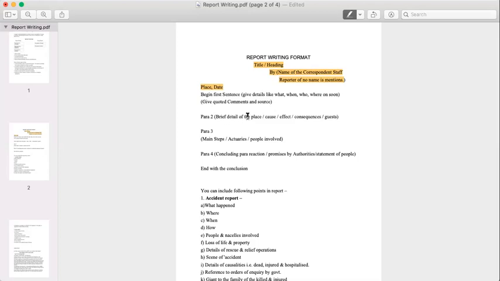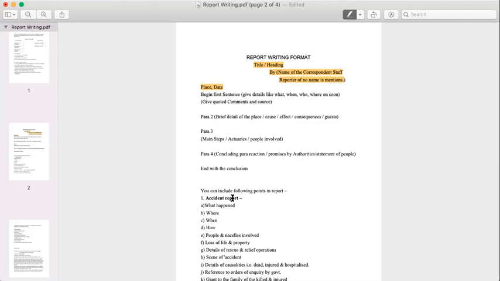The second paragraph is a brief detail of places, cause, effect, consequences, or guests. The third paragraph includes the main steps or accuracies or the people involved. The fourth paragraph is the concluding paragraph. So a report is ended with a conclusion.